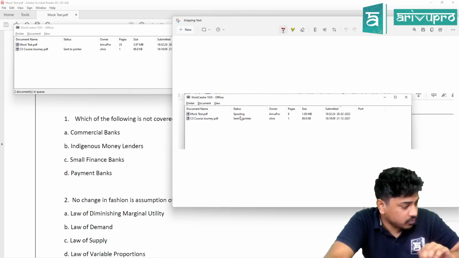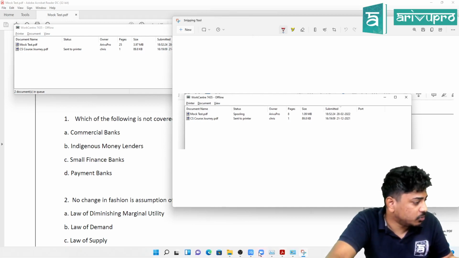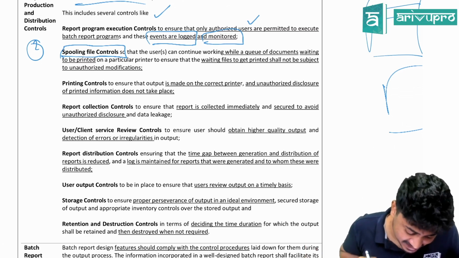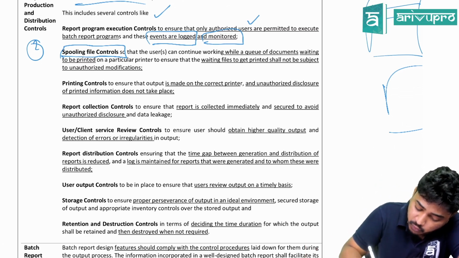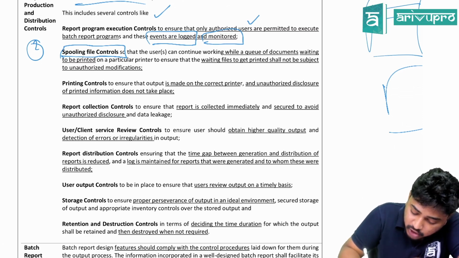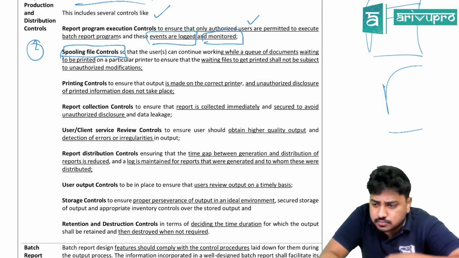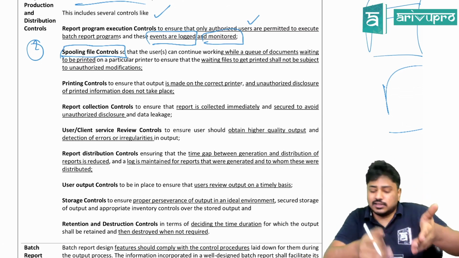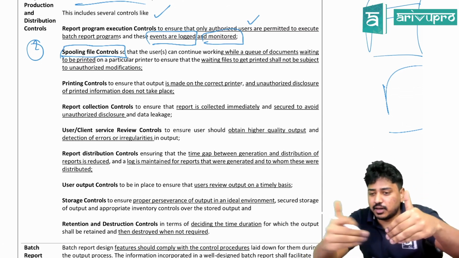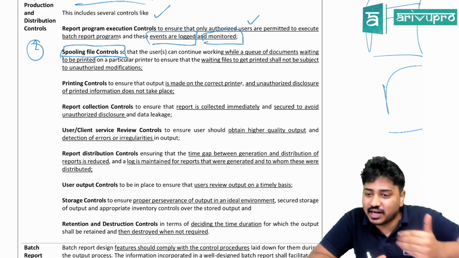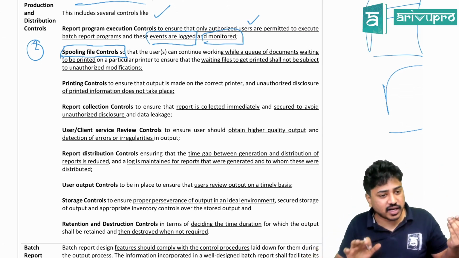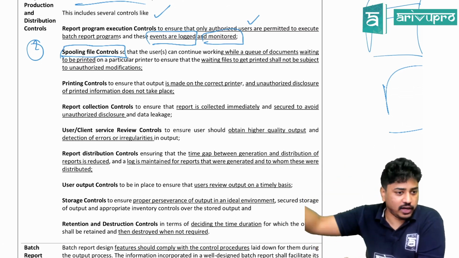Now let us see what it is in the book definition. Spooling file control. So that the users can continue working while queued documents are waiting to be printed, simultaneously. There's a full form for it, but that's not there; previously it was there, now they've removed it. Good. Now, simultaneously, I can work on my computer rather than it tying me up while it prints.